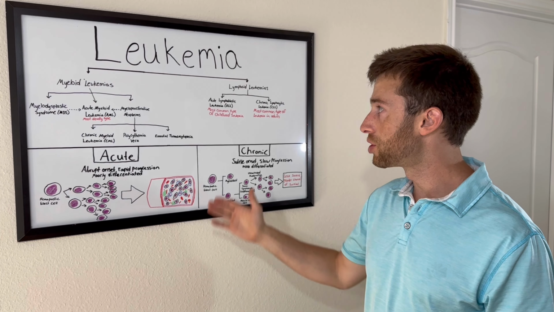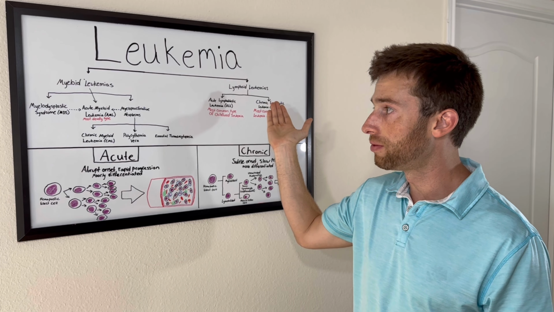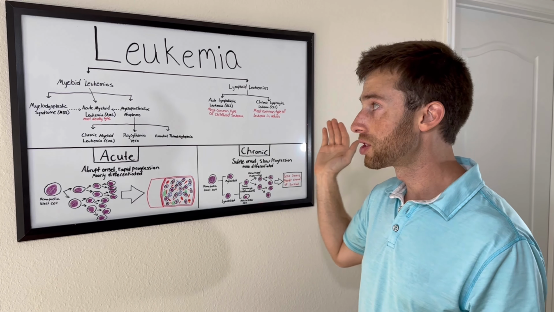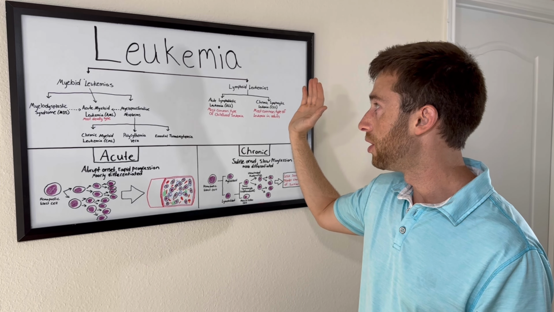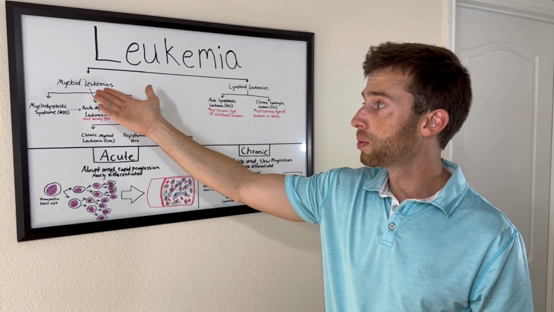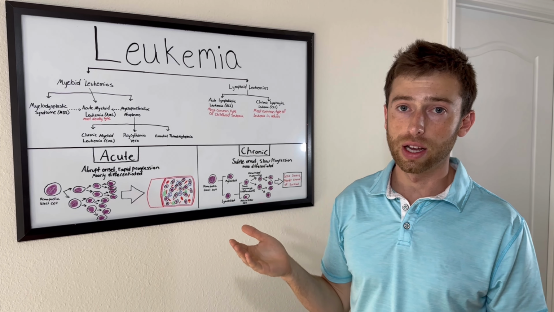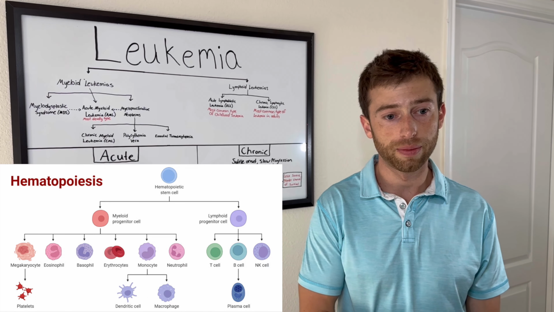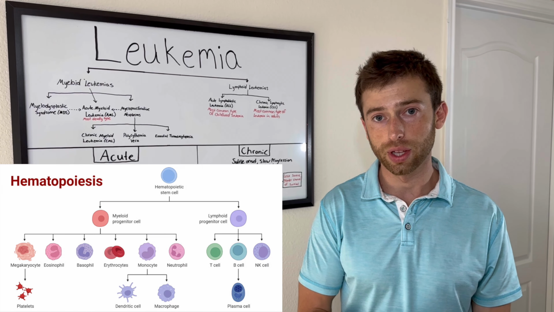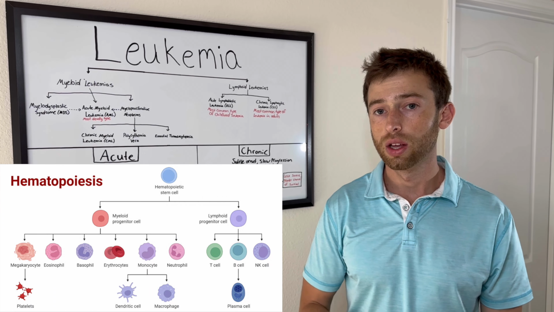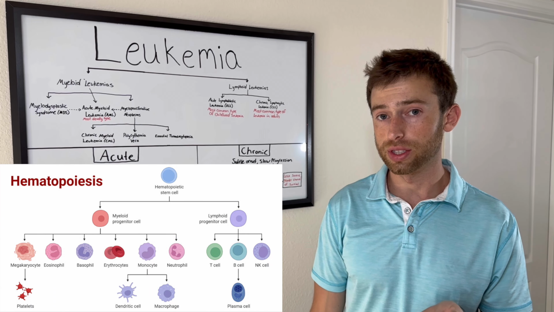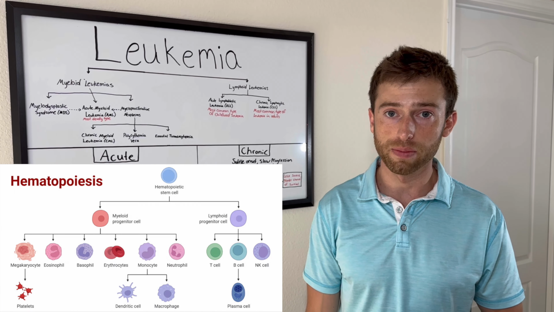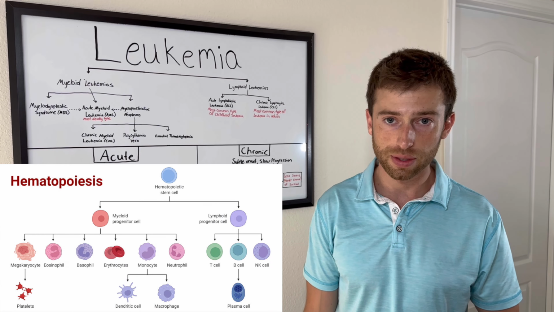So I went ahead and drew out a simple diagram of what we go through whenever we diagnose leukemia. First, we're looking at whether it's involving lymphoid tissue or myeloid tissue. For those of you who don't remember, the lymphoid tissue differentiates into the T killer cells, the B lymphocytes, the T lymphocytes, while the myeloid cells differentiate into erythrocytes, neutrophils, monocytes, macrophages, and those sort of cells.